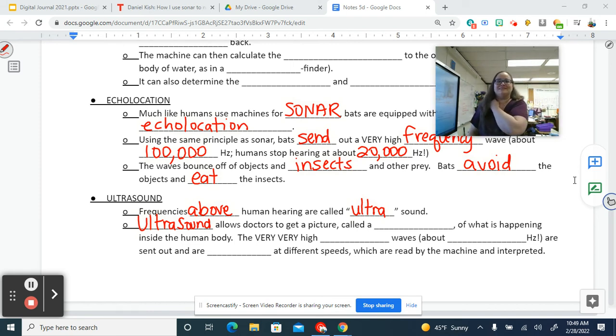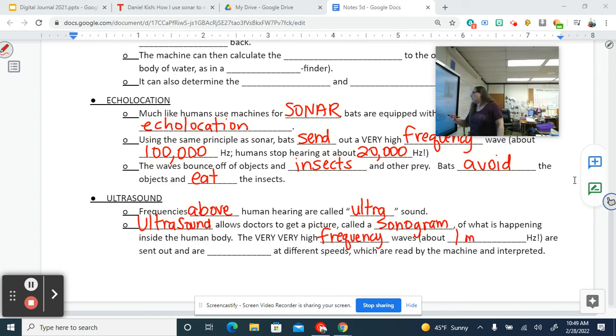I wonder why. Anyway, so ultrasound sends out these high frequency waves, and when they bounce back, the ultrasound technician is able to tell, like we look at it and we just see little blobs of gray and black and white, but the technician is able to actually tell that's a tumor, or that's a healthy kidney, or that's a boy, or that's a girl, or that's a baby, that's a head, that's a heart, whatever. All right, so it allows doctors to get a picture, which is called a sonogram, of what is happening inside the human body.